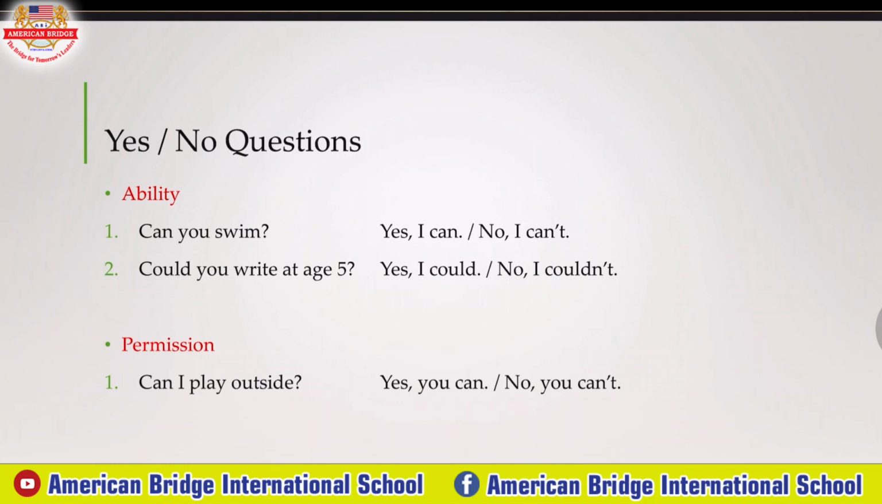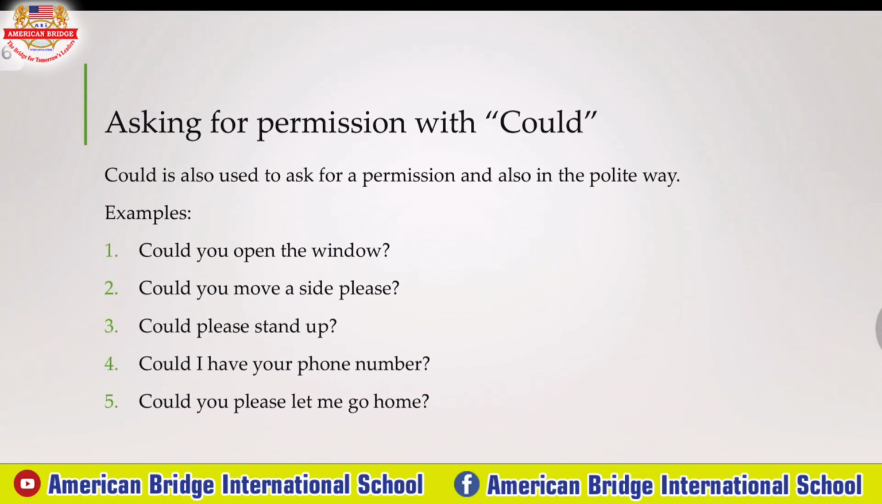And how about permission with the word can? If you want to ask somebody for permission, you can ask, can I play outside? It's also the same as what I have told you for ability, but the meaning is different. Okay, can I play outside? It means you ask somebody for permission to play outside. And if that person allows you to play outside, he or she will say, yes, you can. But if not, he or she will say, no, you can't. Okay? So here is another question which you can use with could.